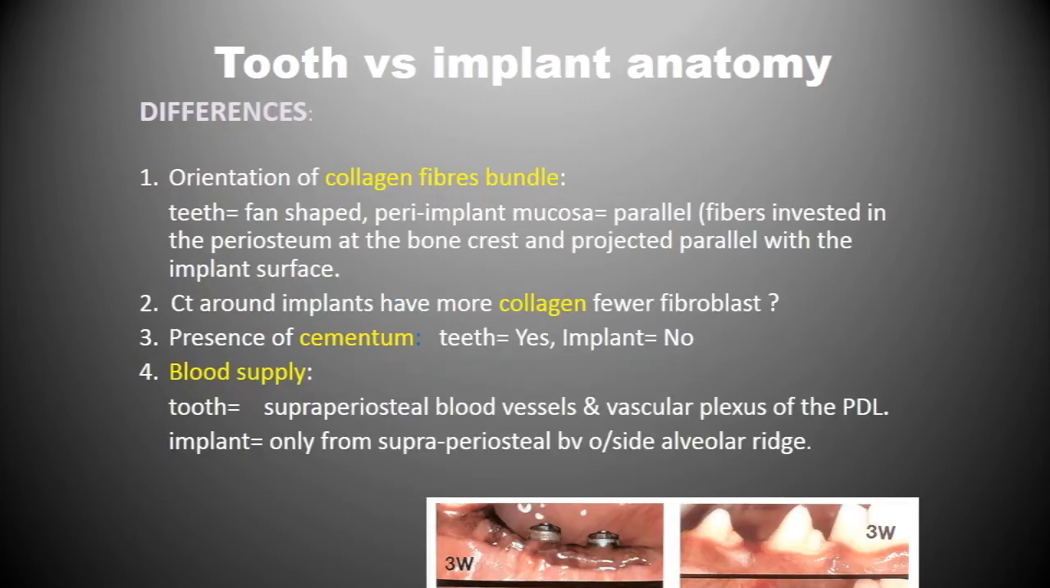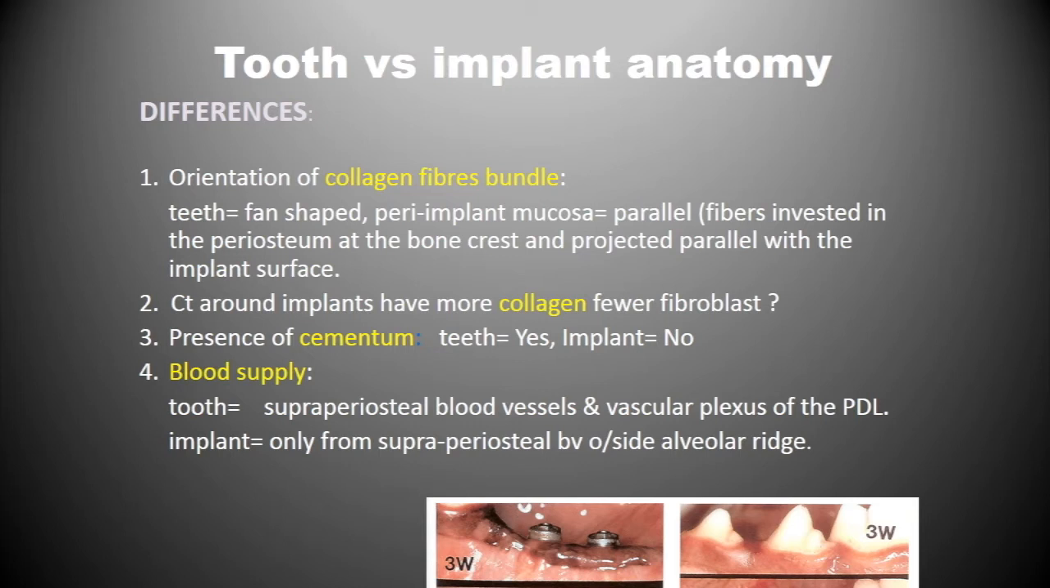There are some differences in their anatomy. The collagen fiber bundles found in teeth are fan-shaped, but in implants they are parallel to the peri-implant mucosa. Also, the connective tissue around implants possesses more collagen but fewer fibroblasts. Thirdly, cementum is naturally present in teeth but is not present in implants.